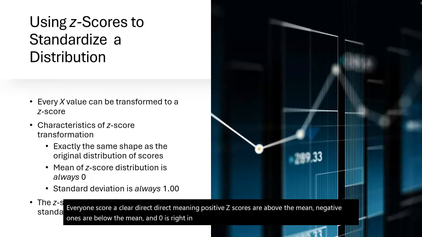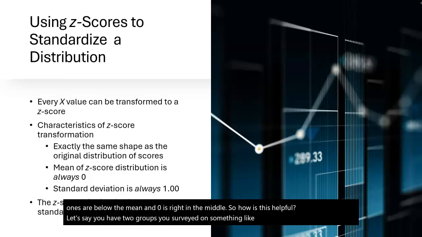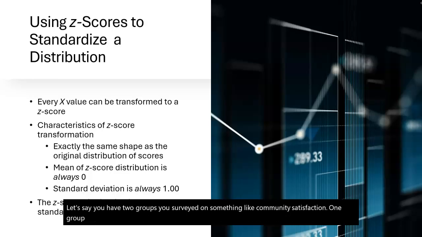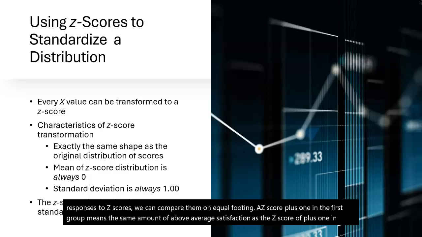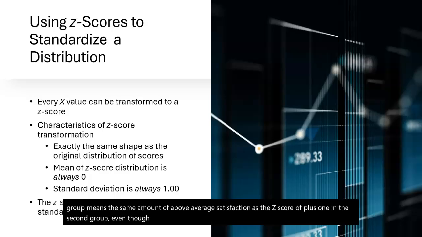So, how is this helpful? Let's say you have 2 groups you surveyed on something like community satisfaction. One group used a 1 to 7 scale, the other used a 1 to 10 scale. By converting both sets of responses to z-scores, we can compare them on equal footing. A z-score of +1 in the first group means the same amount of above-average satisfaction as a z-score of +1 in the second group, even though their original scores were different.